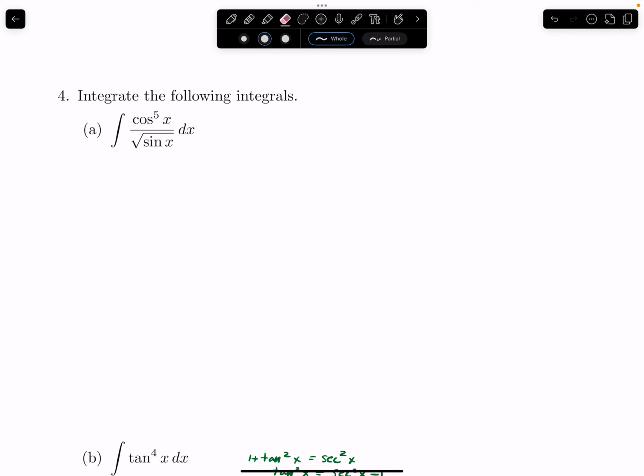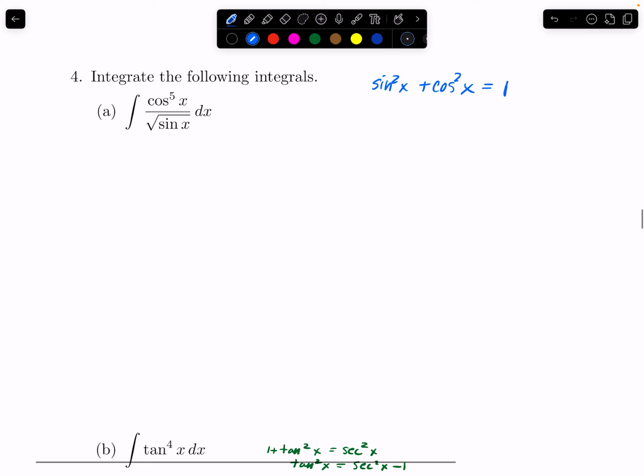4a. We got cosines and sines. So let's remember the identity that we often use: sine squared x plus cosine squared x equals 1, when we have integrals that have both sine and cosine in them. That's sometimes what we use.